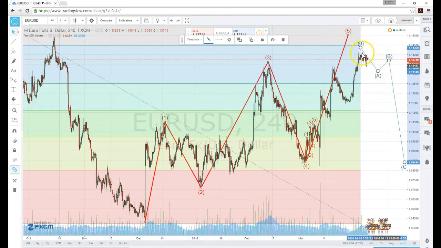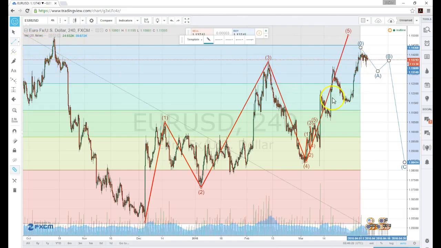So on this ABC correction, on this short here, you could short it. It'll meet this support over here, where A is. It'll bounce up, hit a resistance at the bottom of this, and should continue down. Now, as far as how deep this goes, it will vary. But I would actually do something like this.